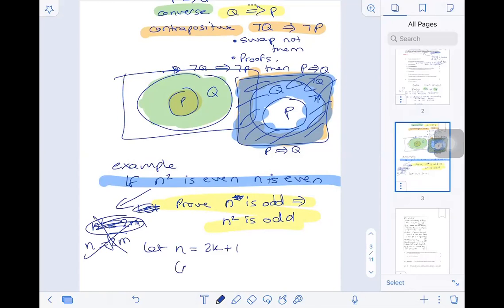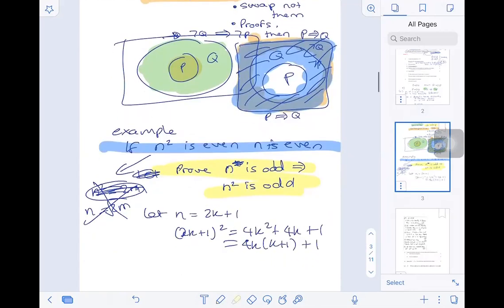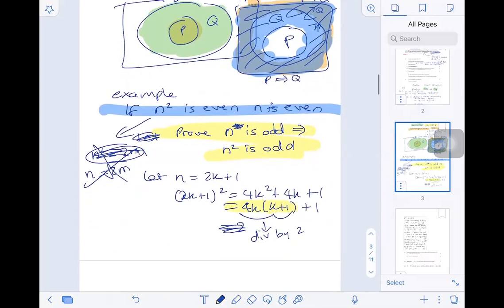So that means n squared would be 2k plus 1 squared, which would be 4k squared plus 4k plus 1, which is 4k(k plus 1) plus 1. So what that means is this part here, you can see it's even. That part there is divisible by 2. So you could say that's 2 times 2k(k plus 1) plus 1, or 2m plus 1, where m equals 2k(k plus 1), and m is an element of the integers. Integers are Z, so m is an integer.